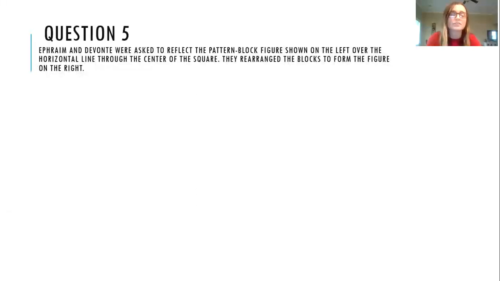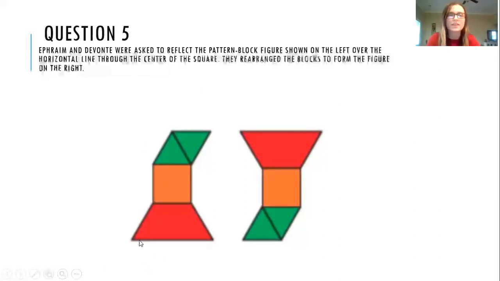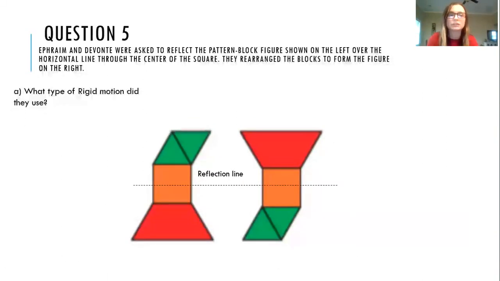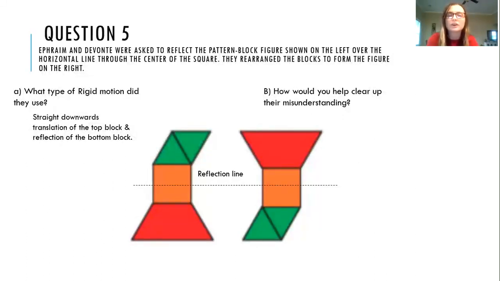So for question 5, Ephraim and Devontae were asked to reflect the pattern block figure shown on the left over the horizontal line through the center of the square. They rearranged the blocks to form the figure on the right. So here is our figure, and this is after they reflected it over the reflection line. So what type of rigid motion did they use? So Ephraim and Devontae used straight downwards translation of the top block and reflection of the bottom block. How would you help clear up their understanding?